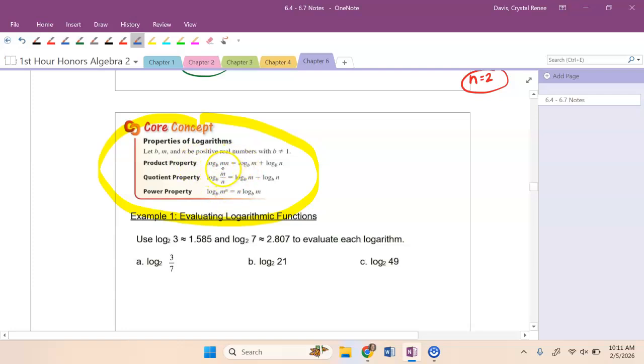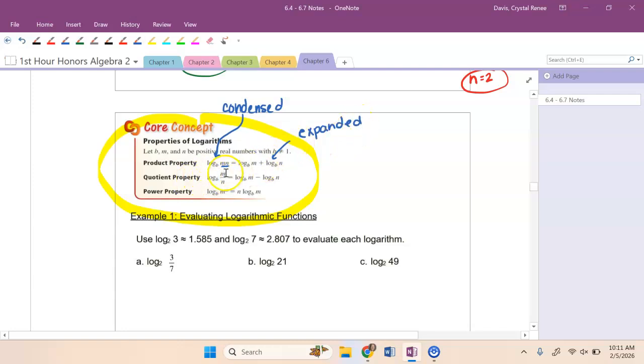The product property is if we're multiplying two numbers, we can separate them by adding. Just for clarity, this would be the condensed form, and this here would be the expanded form. Condensed is all together, expanded is smaller components. Now, it'll get a little more messy than this, but overall, yes.